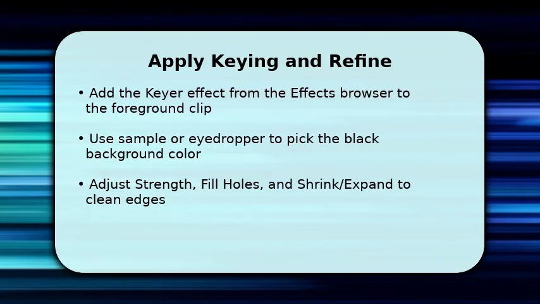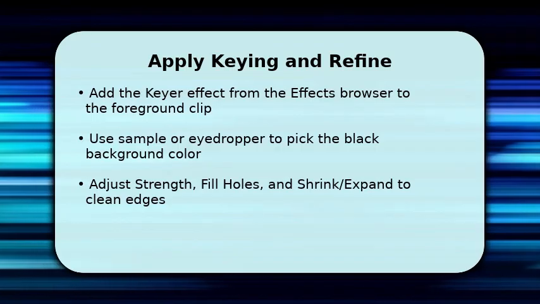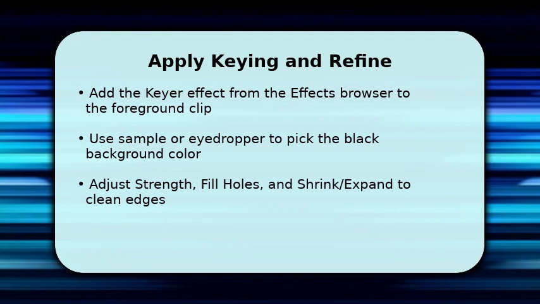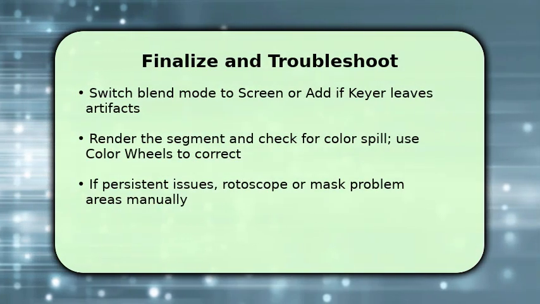If shadows remain, tweak color controls or add a secondary keyer. Make small changes and scrub the timeline to verify the composite holds across motion and exposure shifts. Once you've cleaned the key, try changing the foreground clip's blend mode to screen or add if darker remnants persist. This sometimes yields a cleaner result.